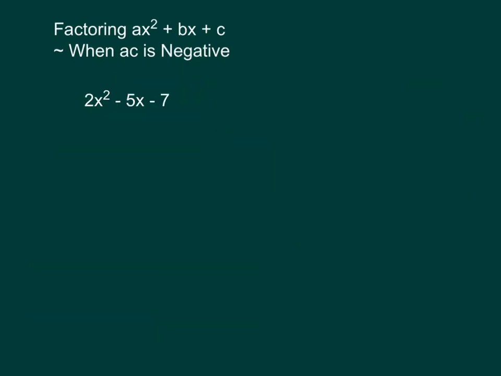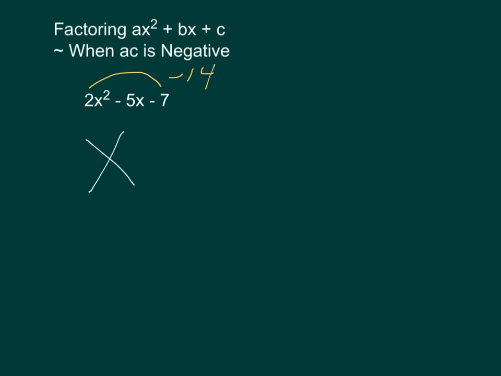All right, so what we might be expecting here is trying to come up with a different situation, because now A times C is going to be negative. And all that means is that our final answer should have one addition, one subtraction in our two binomials. So same steps as before. Going to multiply 2 times negative 7 and get negative 14.